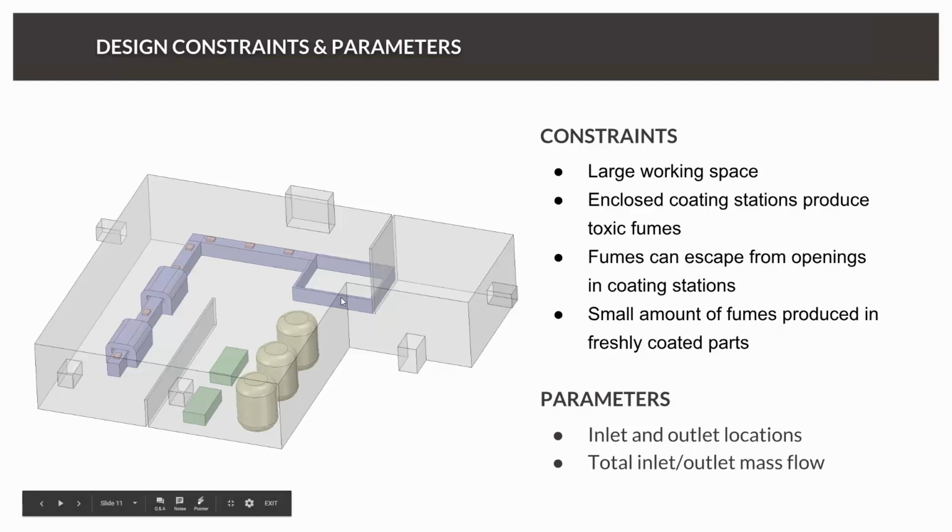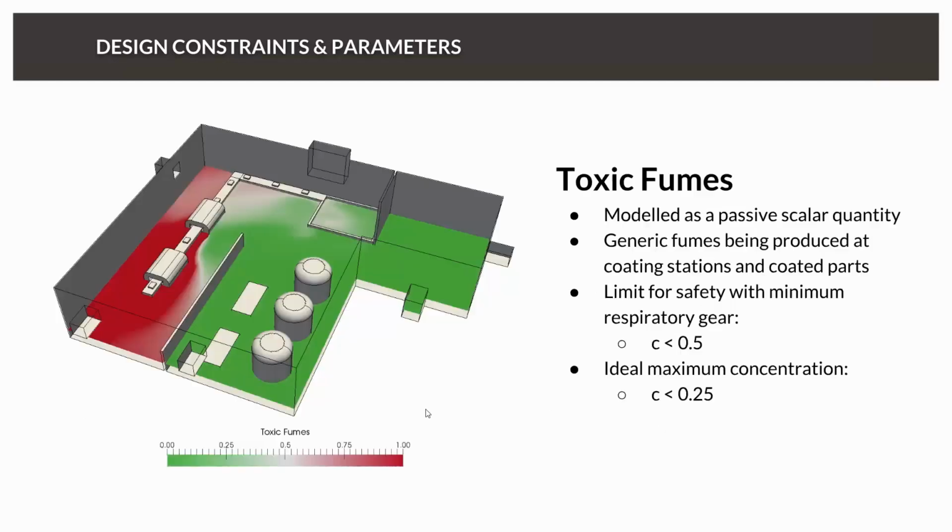And we also need to consider, as I mentioned, the freshly coated parts, which are producing a small part of fume. And what we actually can change is the inlet and the location of the inlets and outlets, and we can change the total inlet and outlet mass flow, which means we can not only change the total mass flow at all, but also we can change how this mass flow is distributed, or the balance between the inlets.